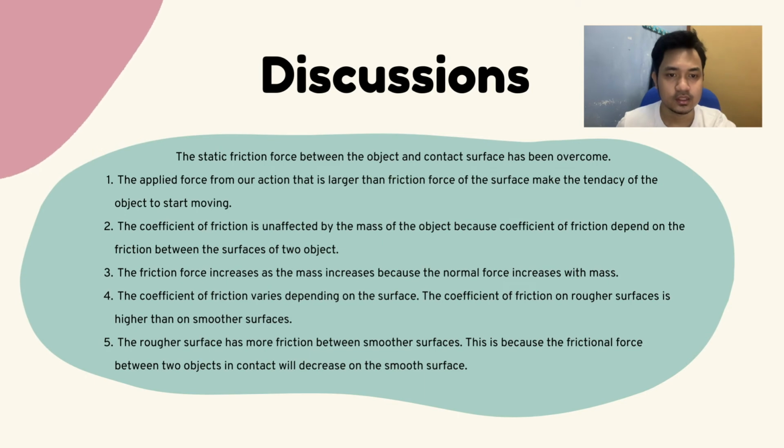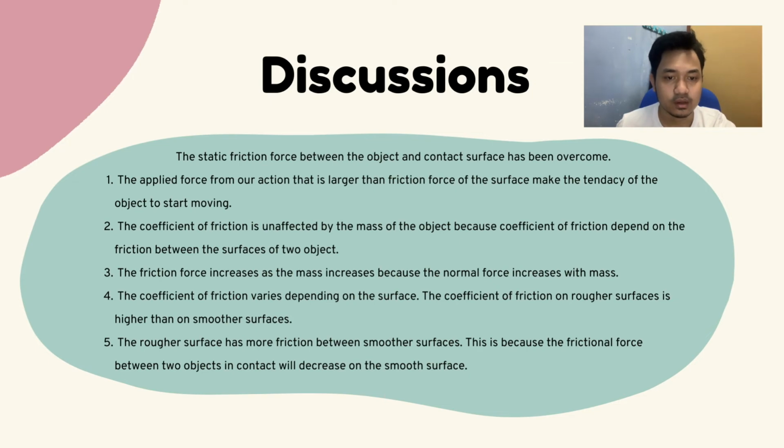Discussion. The static friction force between the object and the contact surface has been overcome. The applied force from our action is larger than the friction force of the surface, which makes the object tend to start moving. The coefficient of friction is unaffected by the mass of the object because the coefficient of friction depends on the friction between the surfaces of the two objects. Fourth, the friction force increases as the mass increases because the normal force increases with mass.